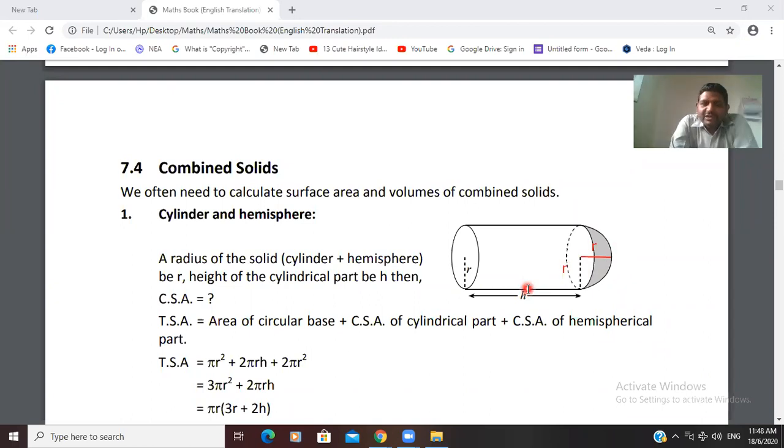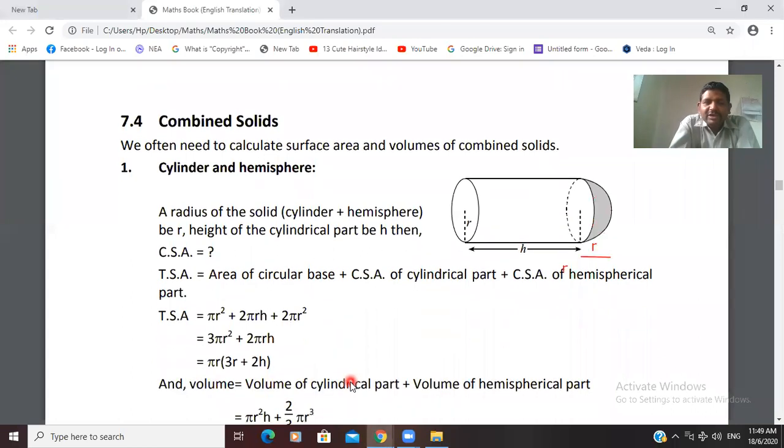So now be ready for the formula to write about the total surface area that you can see on your screen. This is the total surface area of the given figure: area of circular base, that is pi r square, curved surface area of cylindrical part, that is 2 pi r h, and curved surface area of hemisphere, that is 2 pi r square. So when we add, then we get 3 pi r square plus 2 pi r h. If you want to take common, you can take common also. If you take pi r common, then pi r times (3r plus 2h). This is about total surface area.